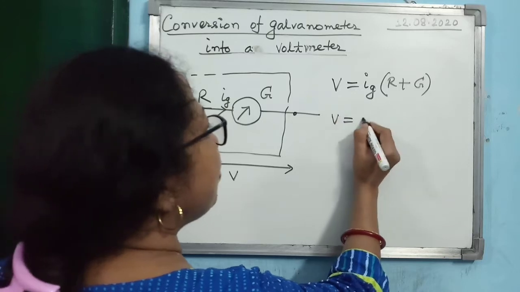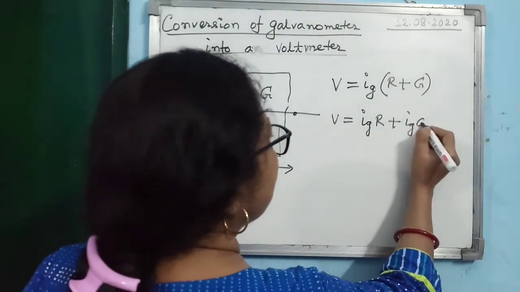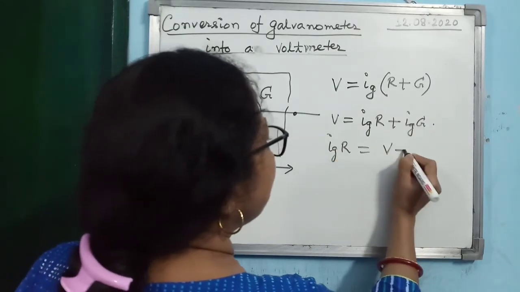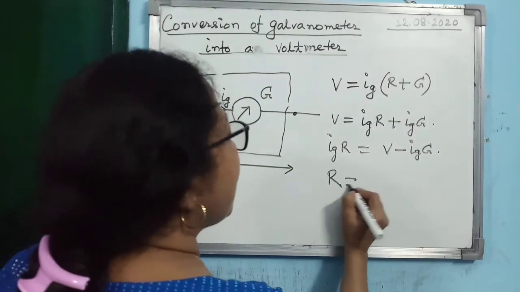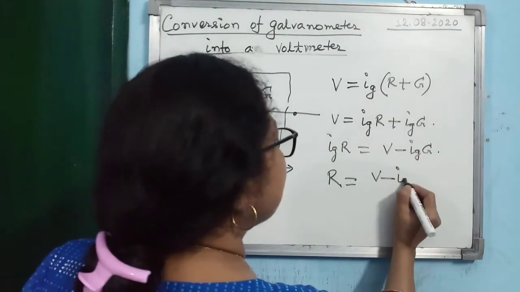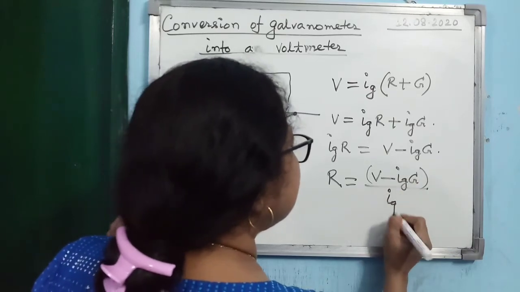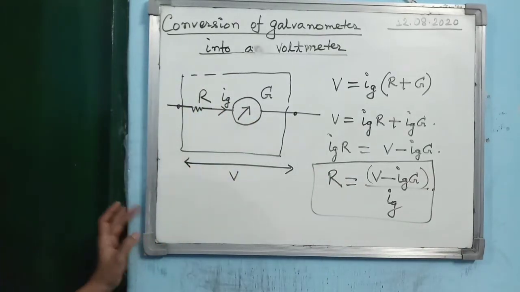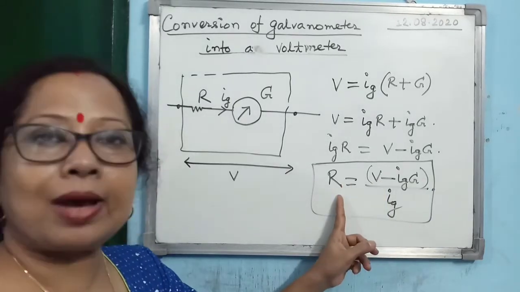If you simplify it, just open the bracket: V equals Ig R plus Ig G, so Ig R will be V minus Ig into G. So what will be R? R will be V minus Ig into G, divided by Ig. This is the value of R that should be chosen. You see, depending on the value of V, you have to change the value of R.